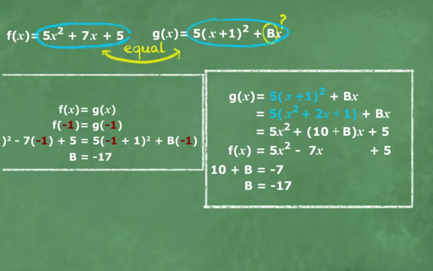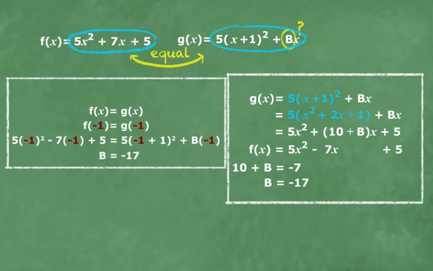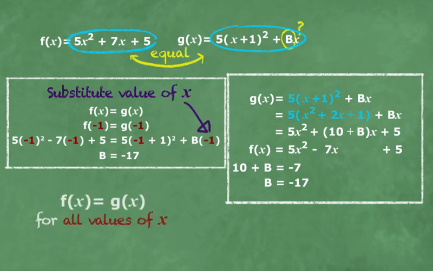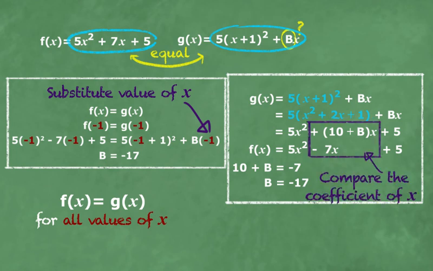From this example, we can see that when polynomials are equal, we can either substitute values of x into the polynomials because they are equal for all values of x, or compare coefficients of the corresponding terms of the polynomials because their expressions are identical.